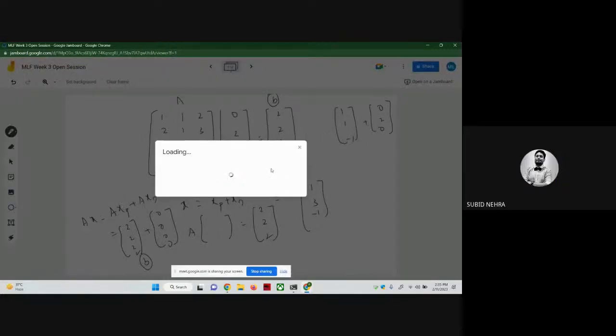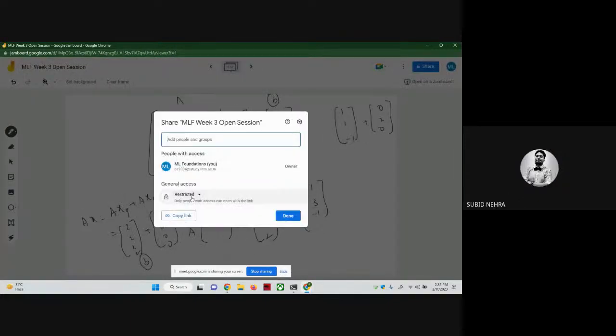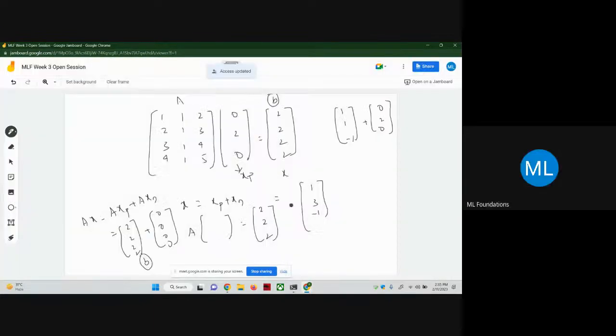And so what is this xn? We have calculated xp, then what is xn? Xn is the other vector, the null space solution. Xn is 1, 1, minus 1, the null space solution.